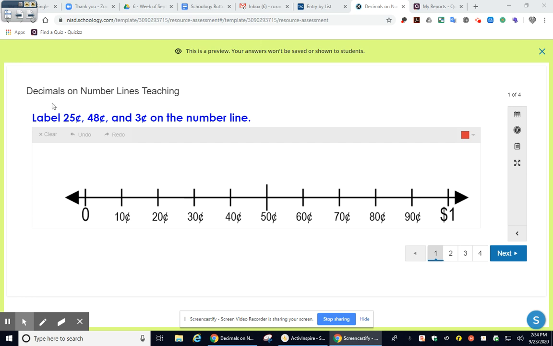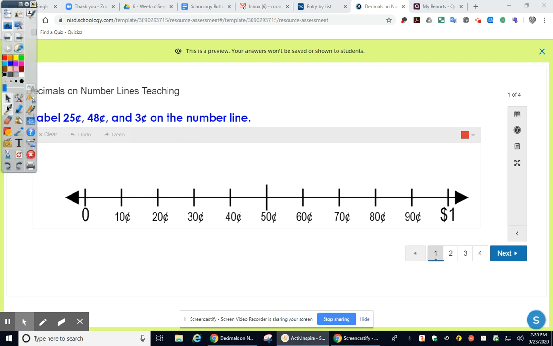All right, so today we're going to be looking at decimals on a number line, okay? So the first thing we're going to do is think about money. And here we see that we have 10 cents, 20 cents, 30 cents, 40 cents, 50 cents, and so forth, okay? So if we were to label 25 cents on this graph, we know that 25 is between 20 and 30. So we would come over here and put 25 cents in between 20 cents and 30 cents.